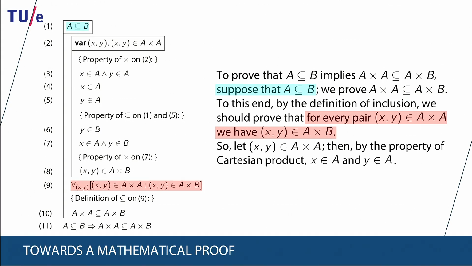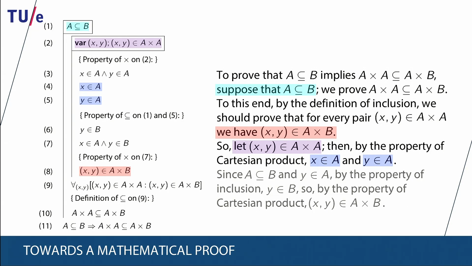Then an implicit universal quantification introduction is applied, with the declaration of a pair x, y in the Cartesian product of A with itself. Note the word let, which introduces the declaration. For this pair, we should now establish that it is an element of the Cartesian product of A with B. An application of the property of Cartesian product allows us to conclude that both the first and the second element of the pair are elements of A. Now we can finish the proof.